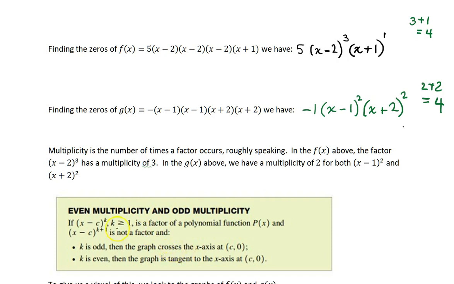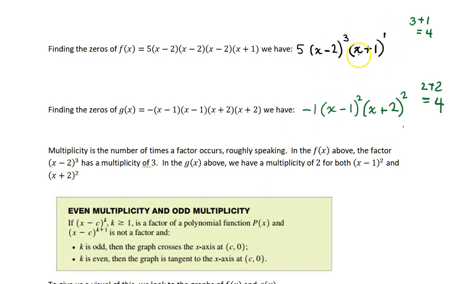When the exponent is odd, the graph crosses our x-axis, and it's going to cross at whatever value we solved x for. So we'd have our x value when we have solved it. If k is even, okay, so in this case, this multiplicity is odd and this multiplicity is odd.